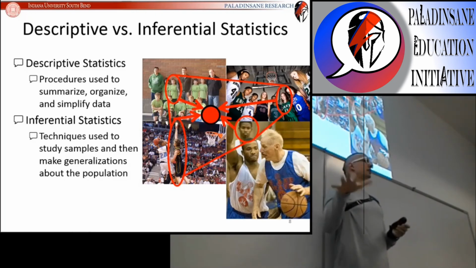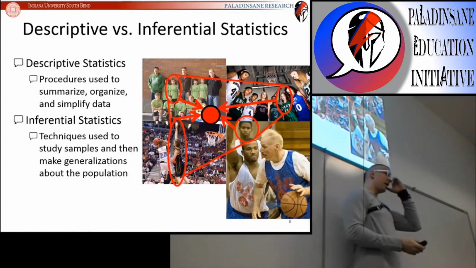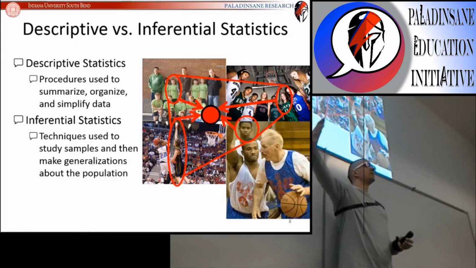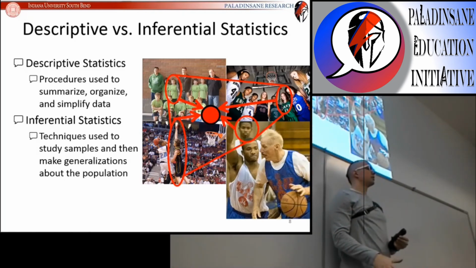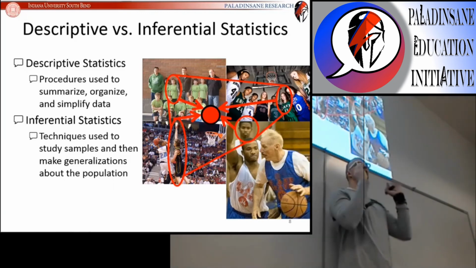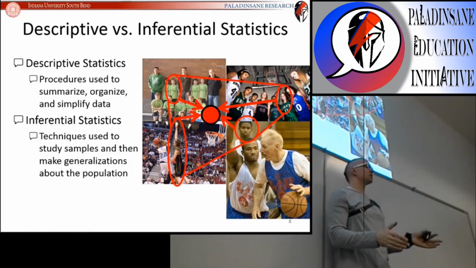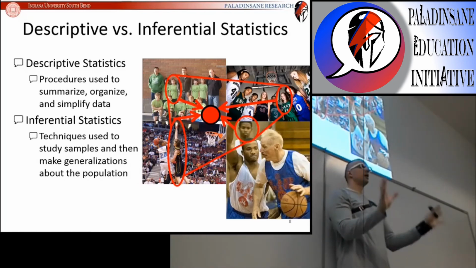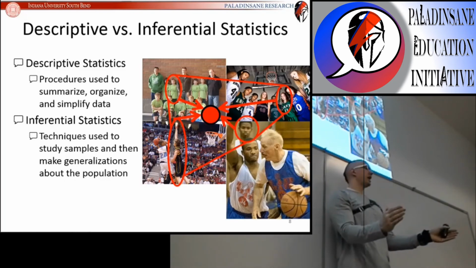So if you were doing this study and you found that people who participated in sports had lower amounts of depression, without inferential statistics, all that you could say is that for the 100 people that you surveyed in your study, for those people, and only those people, participation in sports lowered depression. That's what you could say, and that's where it ends.